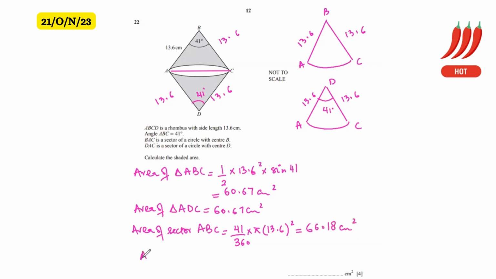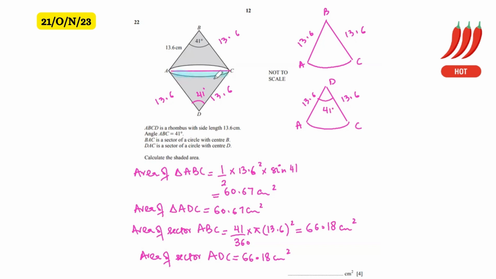So that's also the area of sector ADC. Now to find the area of the shaded region, we need to get rid of this white part. So from the area of the sector, if we subtract the area of the triangle, that leaves us with this white part over here. That will leave us with this one.